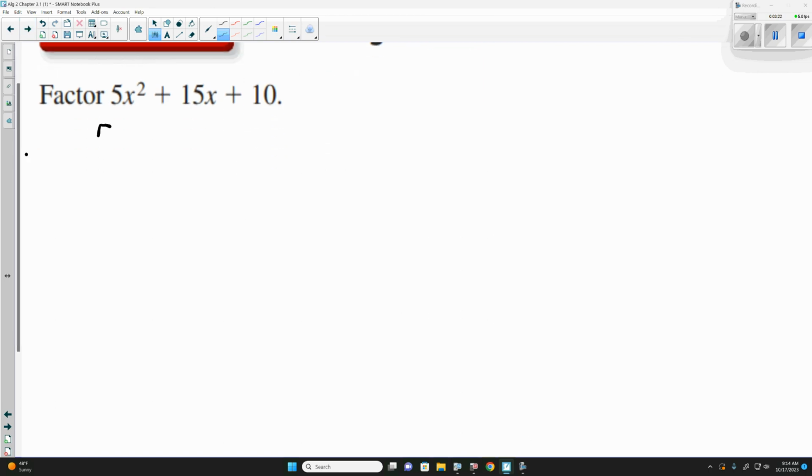Can we look at this here? 5x squared plus 15x plus 10. When we factor this, there are different ways to do this, but all of them do agree on the fact that the first thing we should be looking for is a greatest common factor. Greatest common factor, we're looking for a number or variable or both, a number and variable that are in common with every single term.